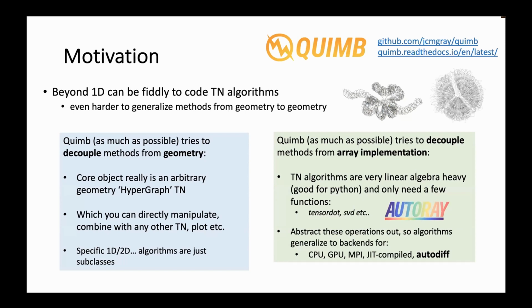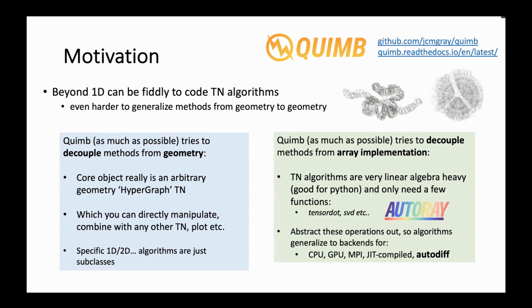The first is to decouple as much as possible these methods from the geometry. Lots of the methods work by taking the local graph structure into account, or the full graph structure into account, rather than explicitly expecting some kind of geometry. And so this really is an actual tensor network representation at the core of Quimb, which you can manipulate and plot, and 1D and 2D algorithms are just subclasses of this.